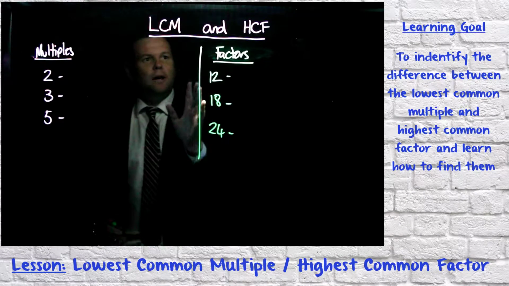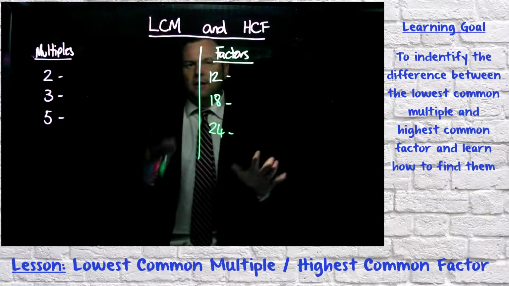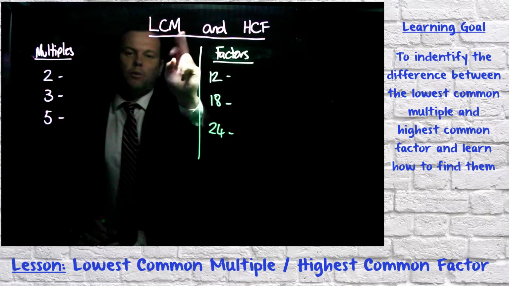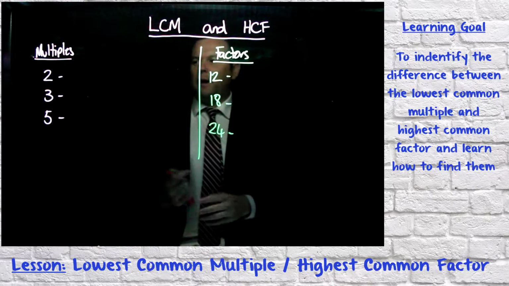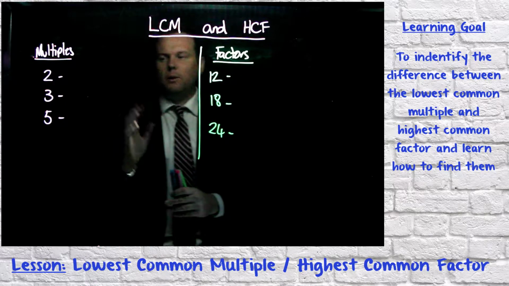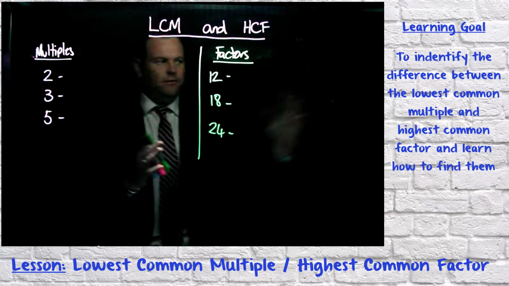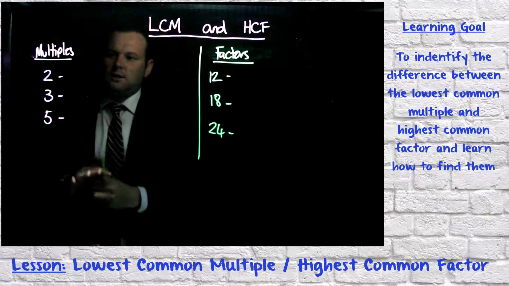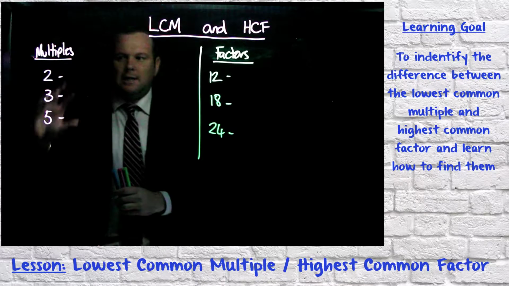Okay, so today we're looking at LCM and HCF. Now let's talk about what that means. LCM stands for lowest common multiple. When I talk about that, we're looking at a group of numbers and we're trying to find the lowest common multiple. Remembering multiples are infinite, they can go forever, so we want to find the lowest one that they all share together.